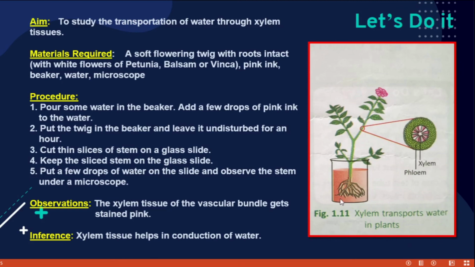See, before adding the stain, basically water is colorless. Even though the xylem carries water, even if you take a section from the stem, we can't identify it, because it is colorless. Once you add the pink stain, definitely you will understand. You will find it due to the color change in the xylem.